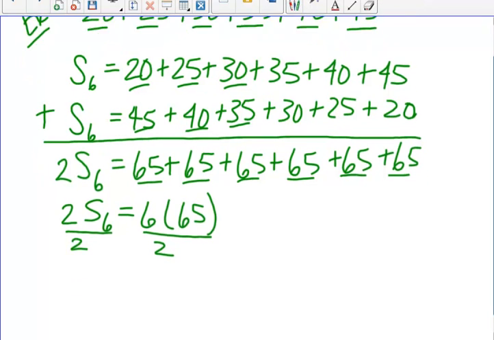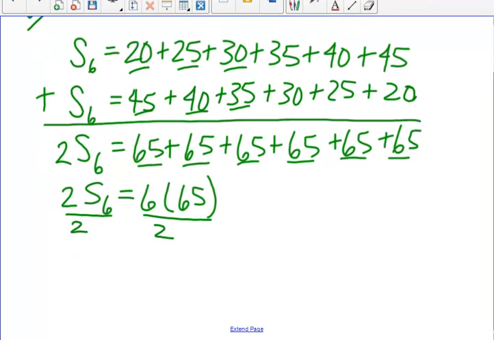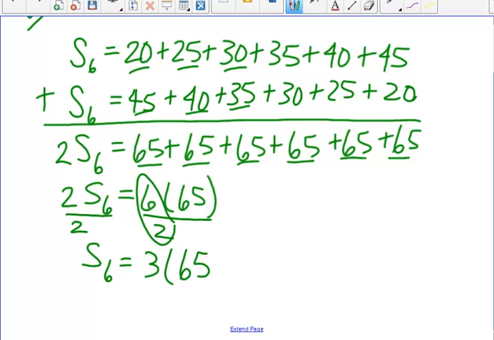Give myself a little more board space here. And it turns out that the sum of the first 6 terms then is really just 3. If I think about this, 6 times 2 times 65. And if you multiply 3 times 65 out, you get 195. So we would say this partial sum, S sub 6, is 195.